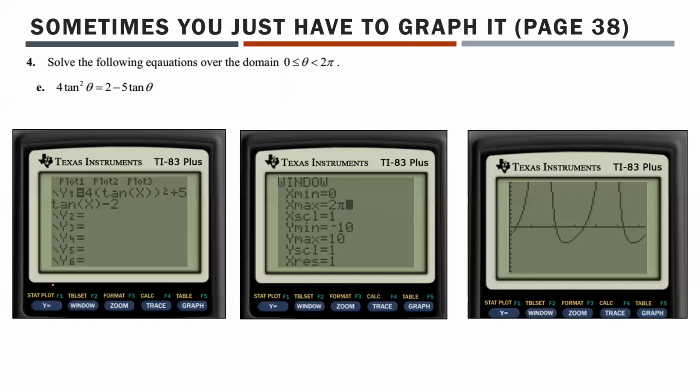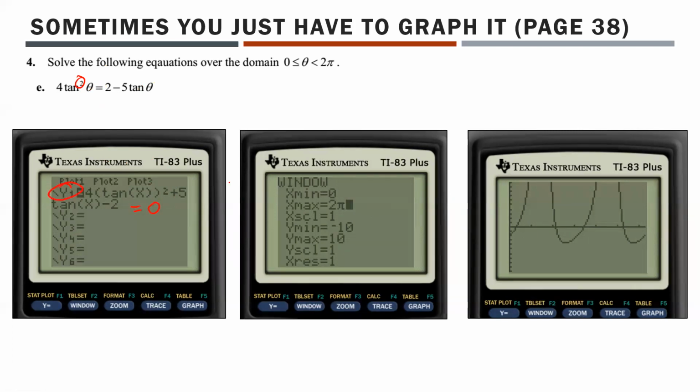And how it would look when you plug it into y equals is this right here, 4 tan x squared. Notice even though in the formula we put the squared next to tan, you can't do that in your graphing calculator. You just have to say it's tan x squared. And remember, I'm using x instead of theta because there isn't a theta button in your calculator for some reason. Anyway, plus 5 times tan x minus 2. So we're looking for where this whole thing equals 0. So in other words, we're looking for where y equals 0.